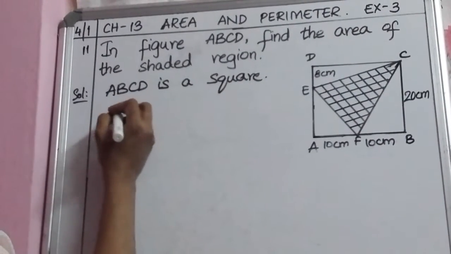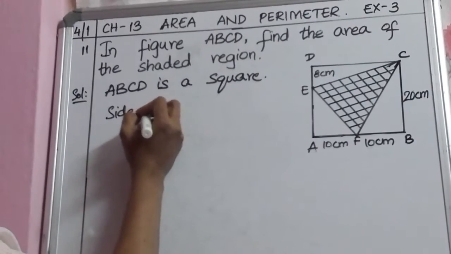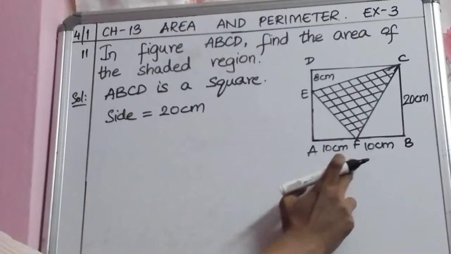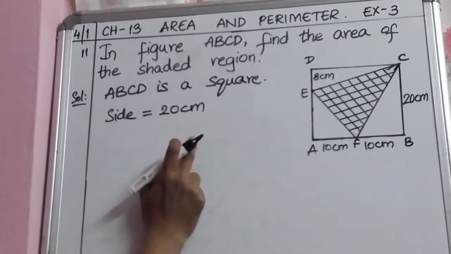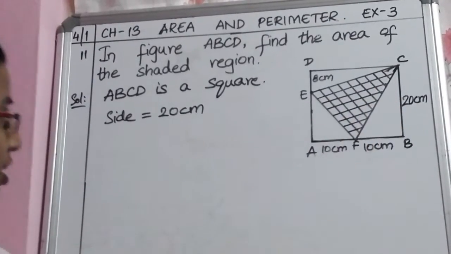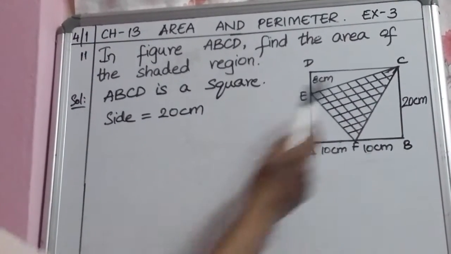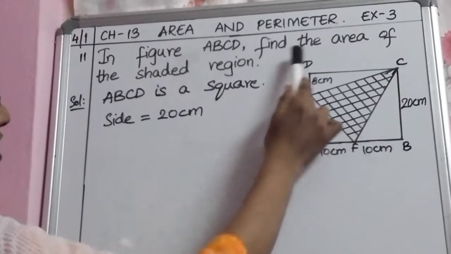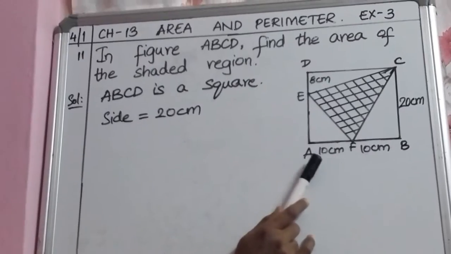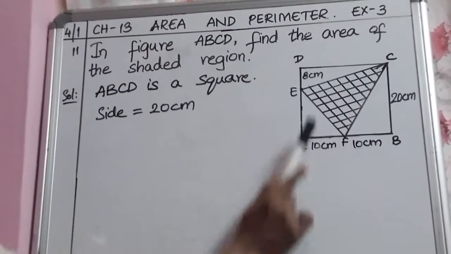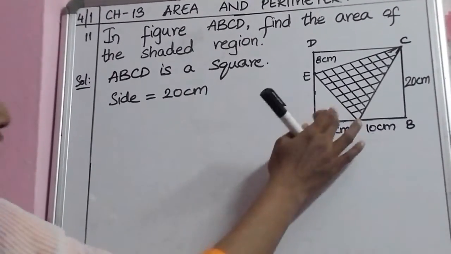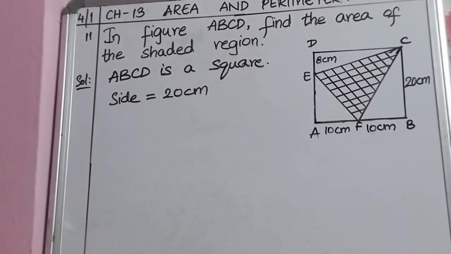And you know that one side of a square is equal to 20 centimeters. Here one side is 20, this side also is 20. This part you know. Now to find out the area of this shaded triangle, what we are going to do is first find out the area of the complete square. After finding out the area of the square, we are going to subtract the areas of these three triangles. Then you are going to get the area of the shaded region.